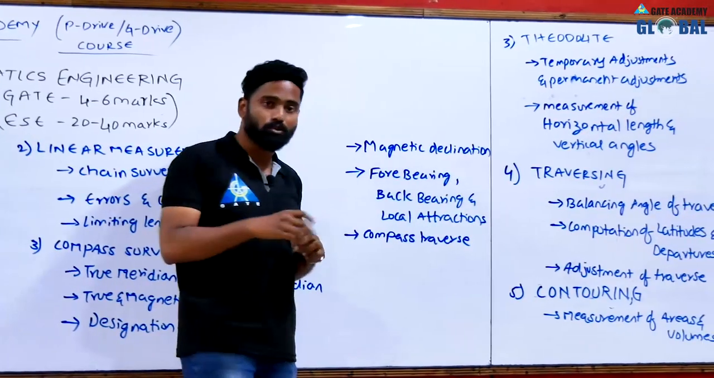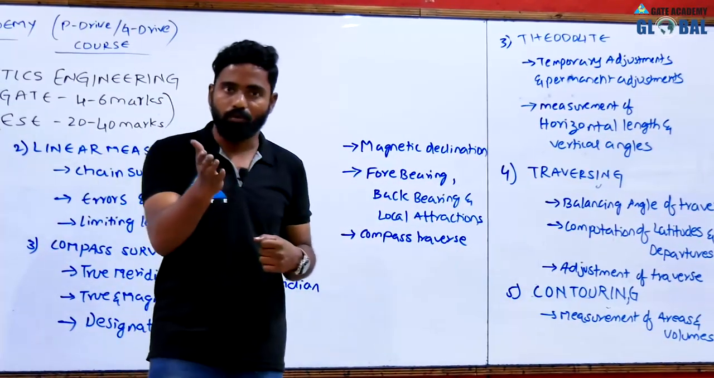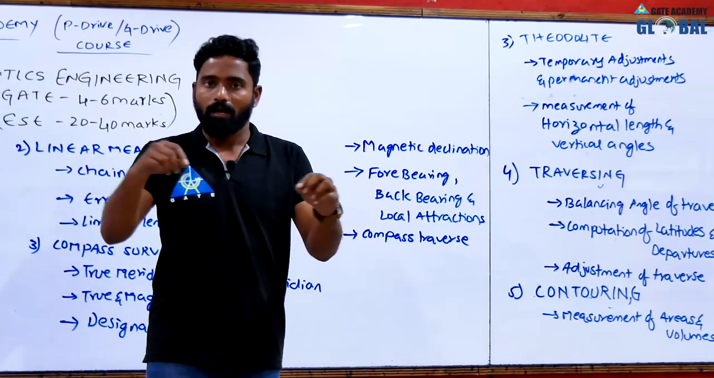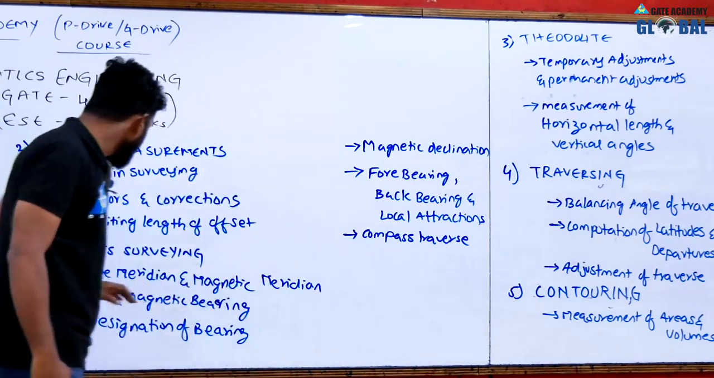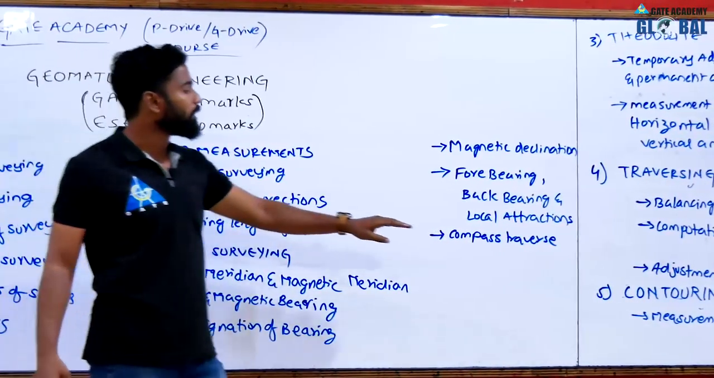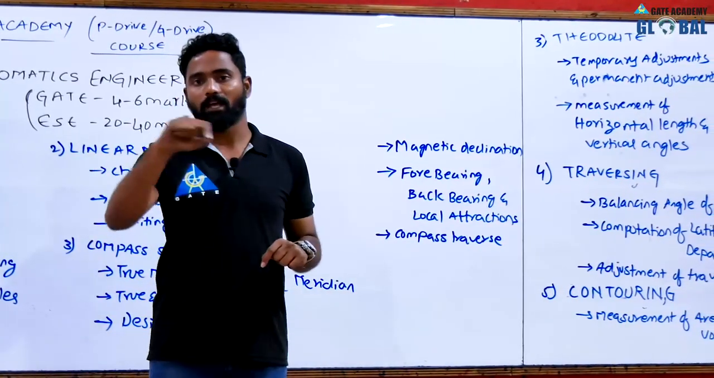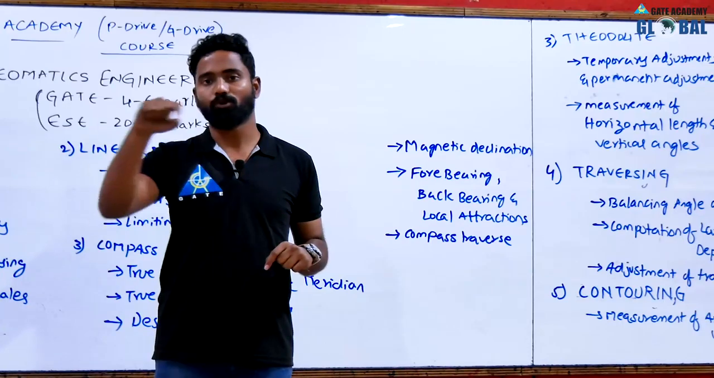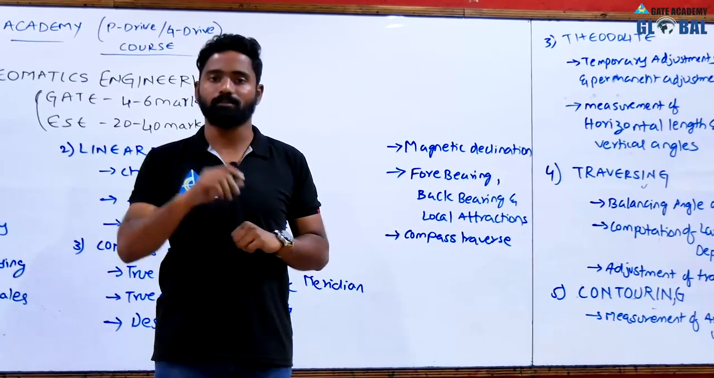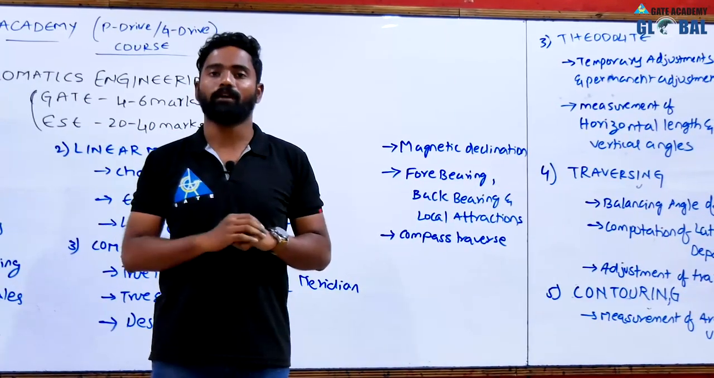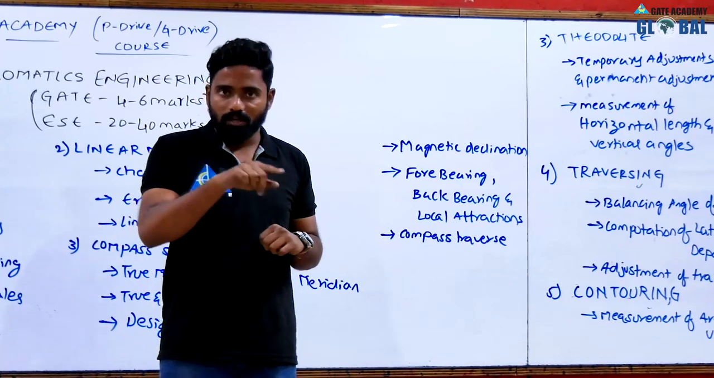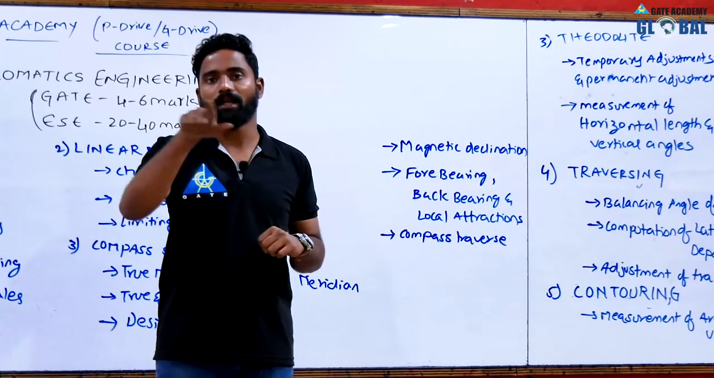And now, based on this, you will measure the fore bearing and back bearing in a closed traverse. By using the compass, you will draw a traverse. Traverse means it is a closed figure, like A, B, C, D, E, A. That is a closed traverse, closed compass traverse. By using the angles, you will draw the traverse. And for each and every point, you will state the fore bearing and back bearing.